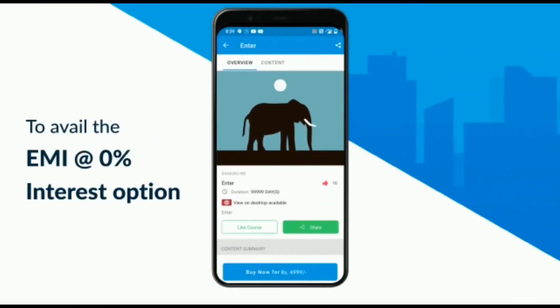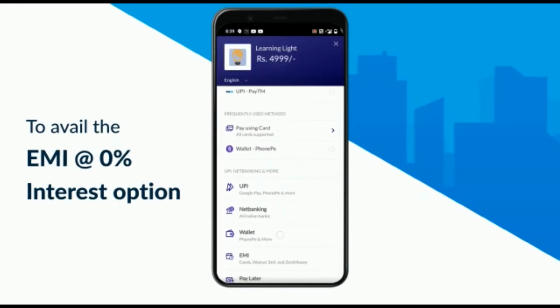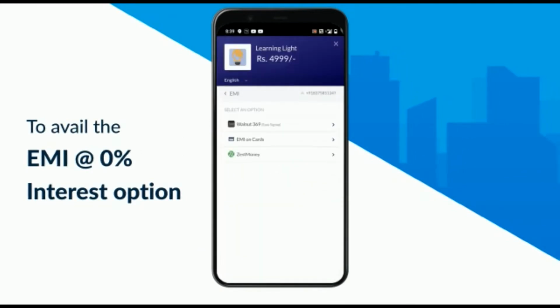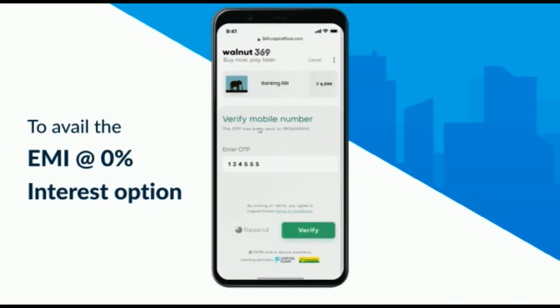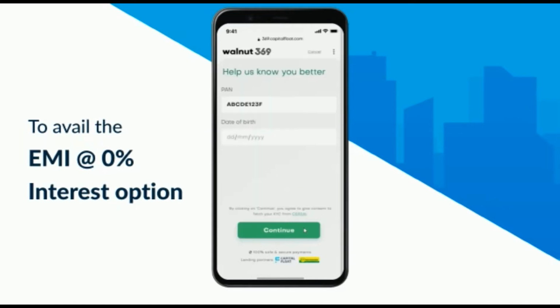To avail the EMI at 0% interest option, choose your preferred course and select the EMI option. Once selected, click on Walnut 369. Next, you'll have to click on Get OTP and enter the OTP. Once done, you have to enter your PAN number and date of birth. Once added, then click on Continue.